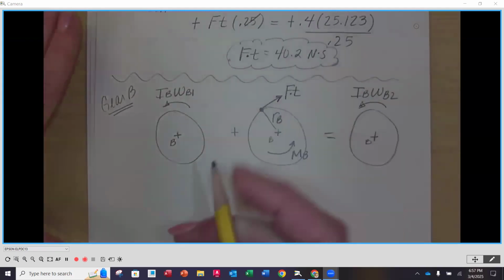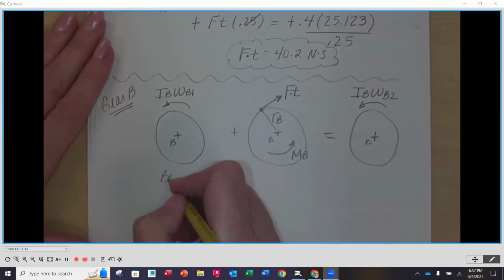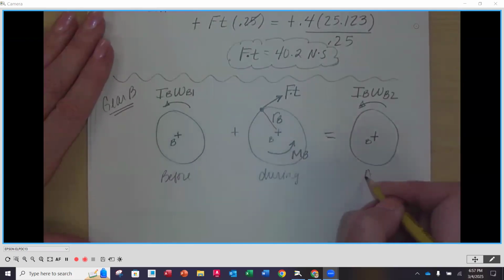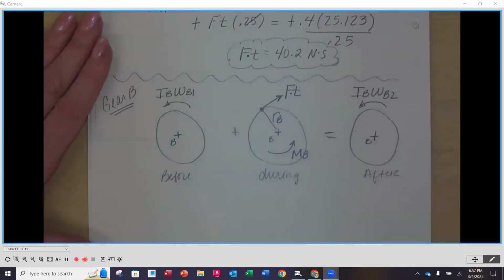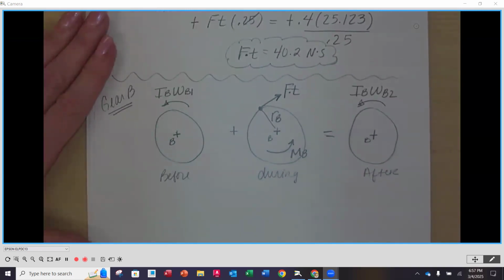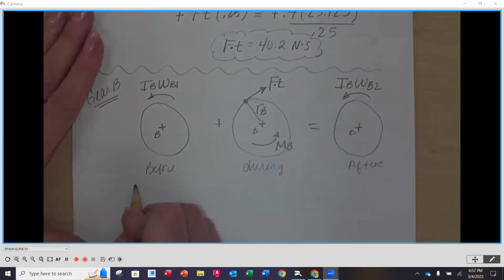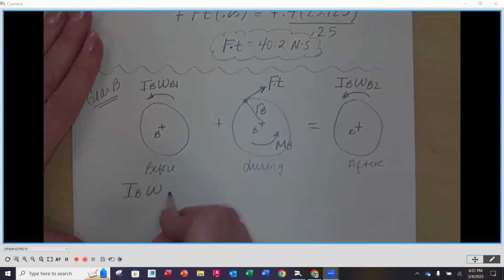Okay, so again, this is going to be our before, during, and after. That's how I like to think of the impulse momentum business. On the left-hand side here, we know that the total momenta is going to be the moment of inertia of gear B times the angular velocity B1, which we know to be 0. It's starting from rest.